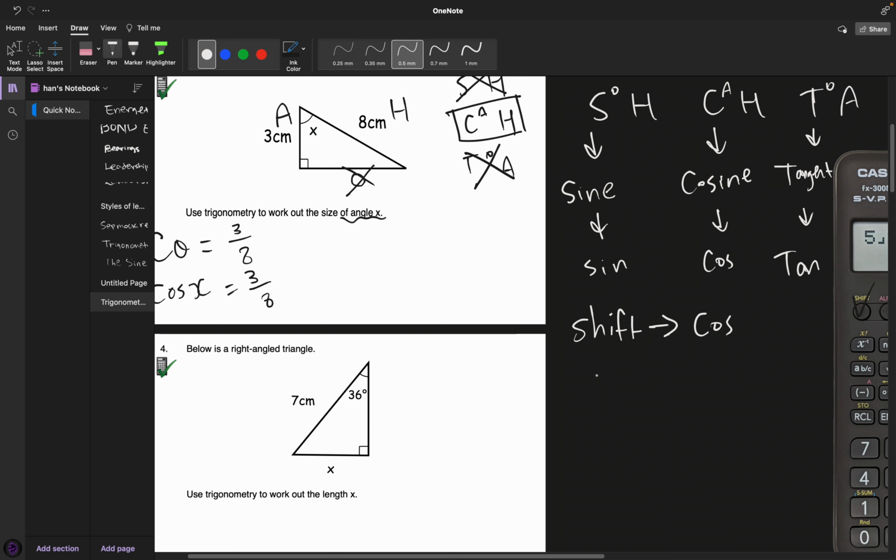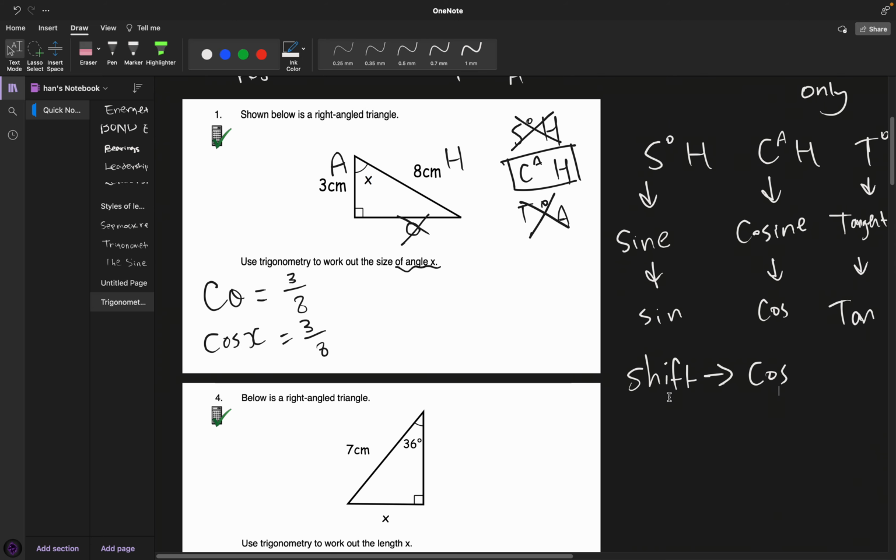This works for anything else. So when you're trying to get rid of tangent, you just do shift tangent, shift sine, whatever. Cosine x is equal to 3 over 8, right? So you're going to do shift and cosine to get cosine to the power of -1. And you'll get, in your calculator, when you do shift cosine, it'll give you cosine -1, and then something in brackets. In there, you can just input 3 over 8.